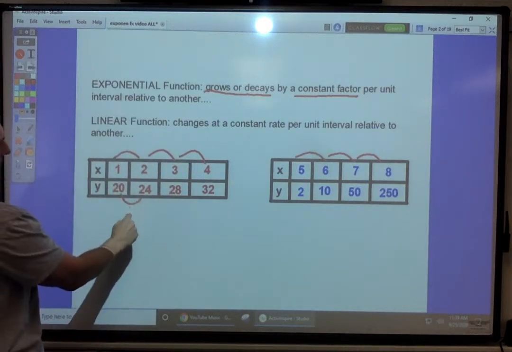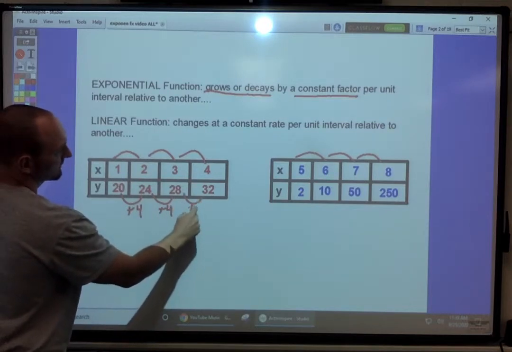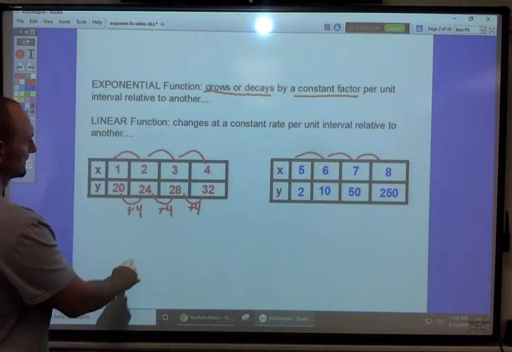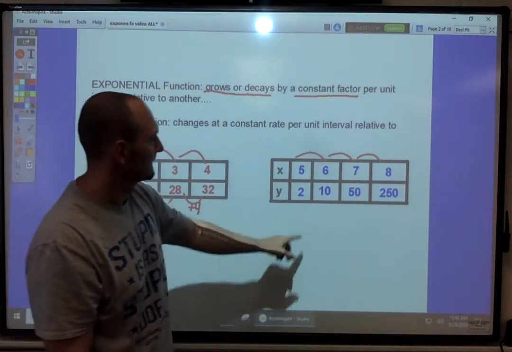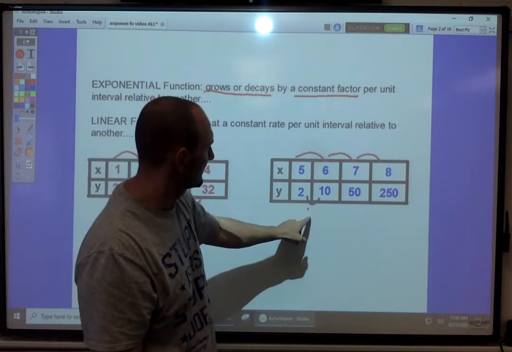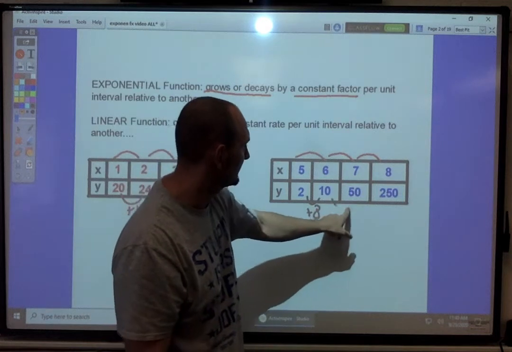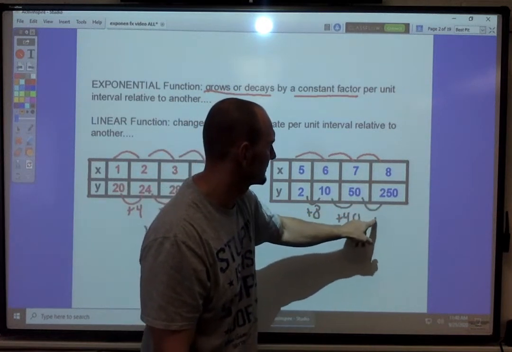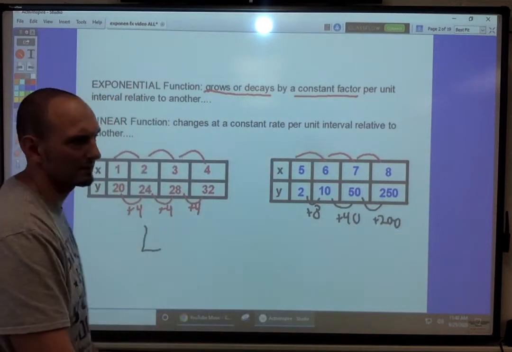So we're adding 4, adding 4, adding 4. Okay, since we're adding, subtracting the same amount, that's linear. So this is a linear example. So here, if we're thinking linear, because that's what you've done pretty much your whole life till now, plus 8, plus 40 and plus 200. That is not the same. That's not constant. It's not the same amount.